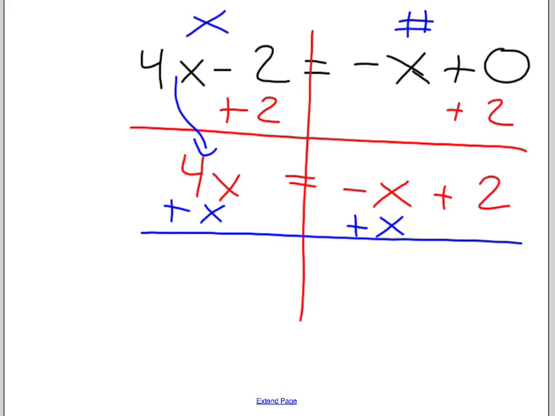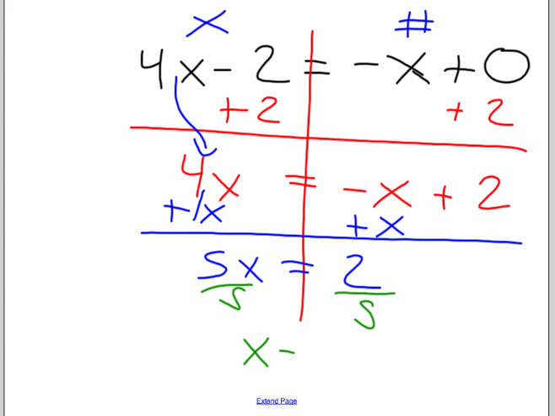These are like terms. The coefficient with x is 1. So that's 5x equals 2. And then you divide by 5 or multiply by 1/5, x equals 2/5.